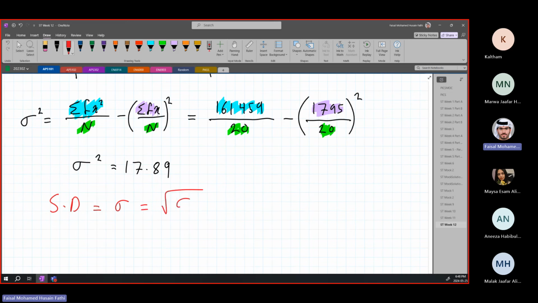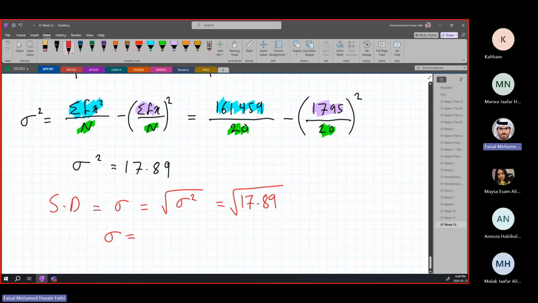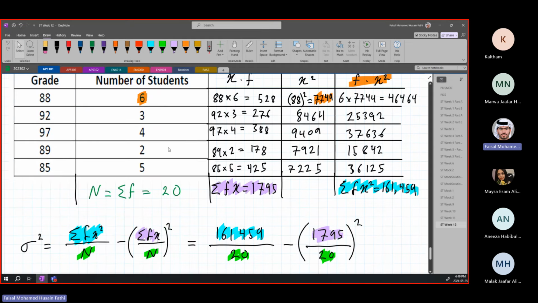All right. If we want to find our standard deviation, which is equal to sigma, it is just simply going to be the square root of sigma squared, which is the square root of 17.89. So our standard deviation is equal to square root of that number, and we'll get 4.23. Okay. This is how you would solve it for population variance.